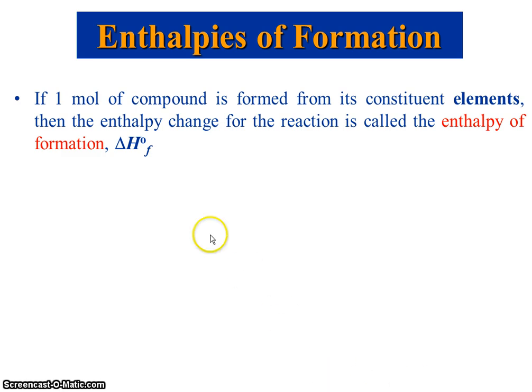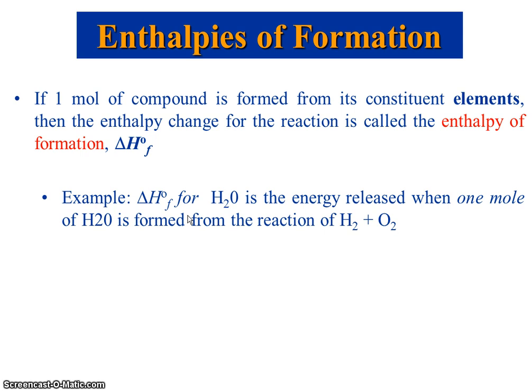Enthalpy of formation, given the symbol delta HF with a superscript 0, simply is the amount of energy that is absorbed or released when 1 mole of a substance is formed from its constituent elements. For example, the delta HF for water is the energy released when 1 mole of water is formed from its elements, hydrogen and oxygen. So the formation is relating to the production of 1 mole of a particular substance.